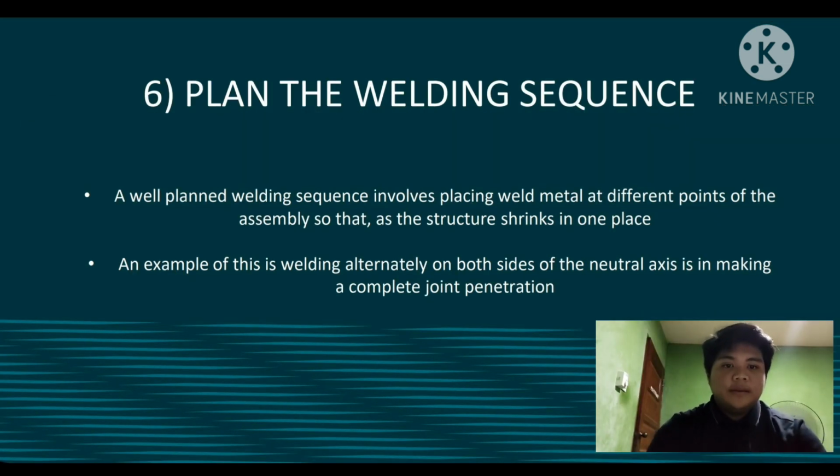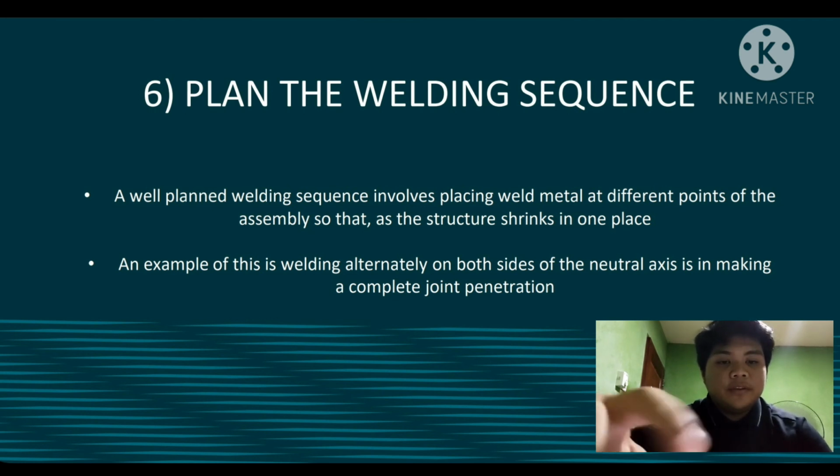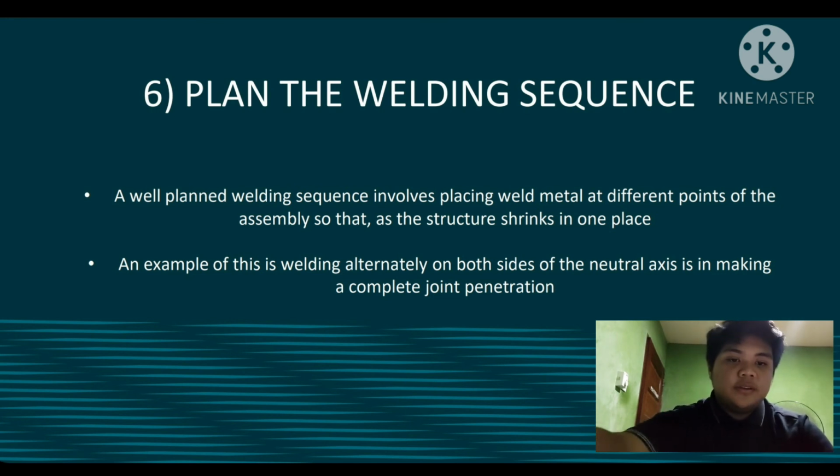6. Plan the welding sequence. A well-planned welding sequence involves placing weld metal at different points of the assembly so that as the structure shrinks in one place, it is offset in another. An example of this is welding alternately on both sides of the neutral axis in making a complete joint penetration.